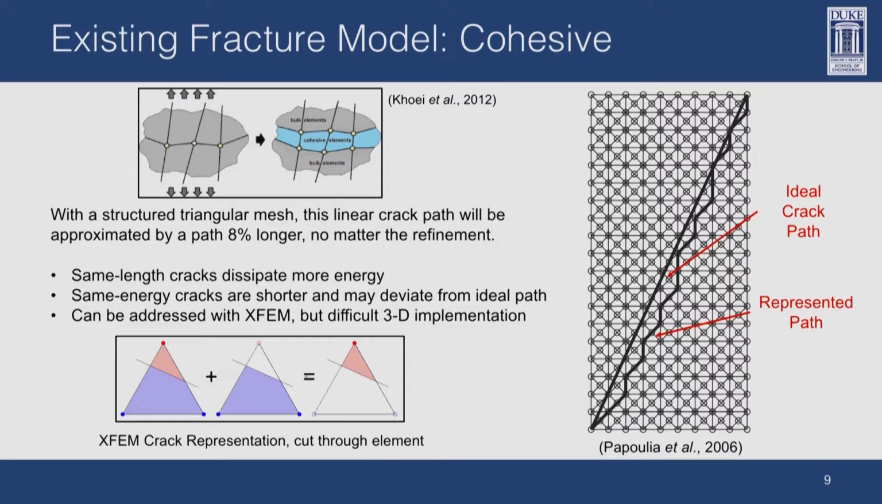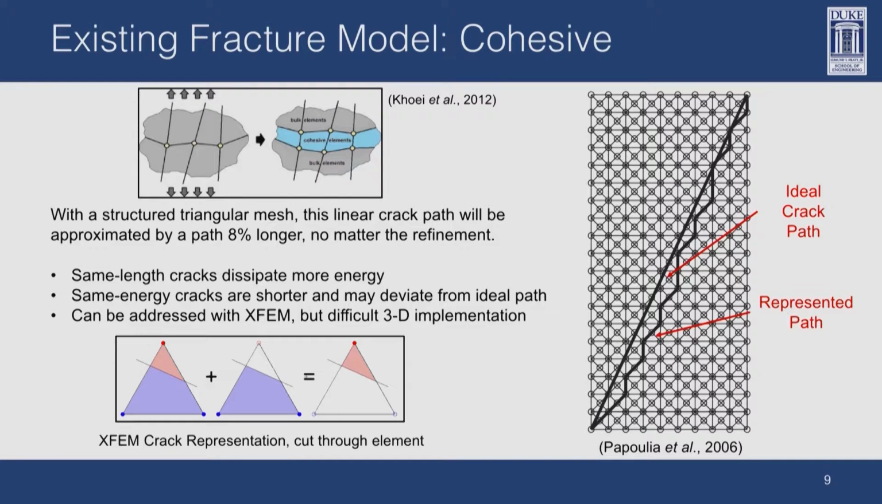The trouble with this cohesive element approach is that it's highly mesh dependent. And so if we have an example here on the right, if the ideal crack path is this straight line here on the left, the best representation by a cohesive element approach would be this zigzaggy line here. And no matter how much you refine this mesh, this zigzaggy line will always be longer. And in this particular case, I think it'll always be about 8% longer. So this really is a problem in that cracks of the same length dissipate more energy, or cracks that in the simulation dissipate the same energy are shorter and are not on the exact correct path.